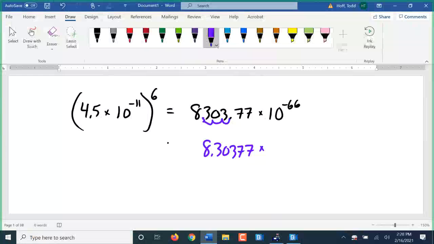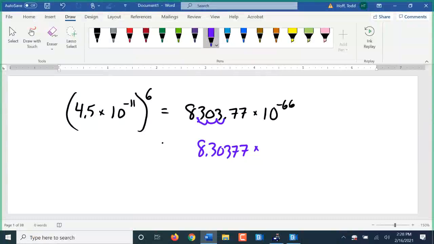The decimal point moved 3 spots. Our power also has to change by 3. The number became smaller. It went from 8,000 down to just 8. So the power gets larger by 3. So negative 66 plus 3 is a negative 63.